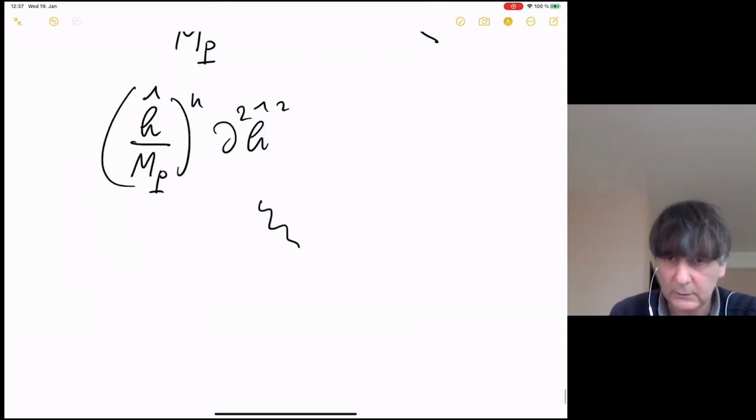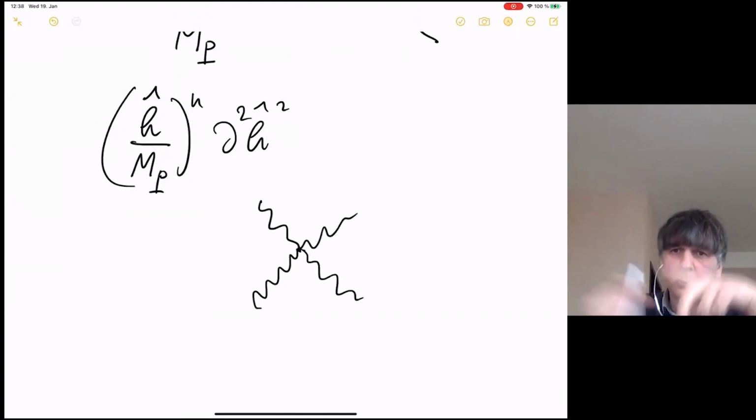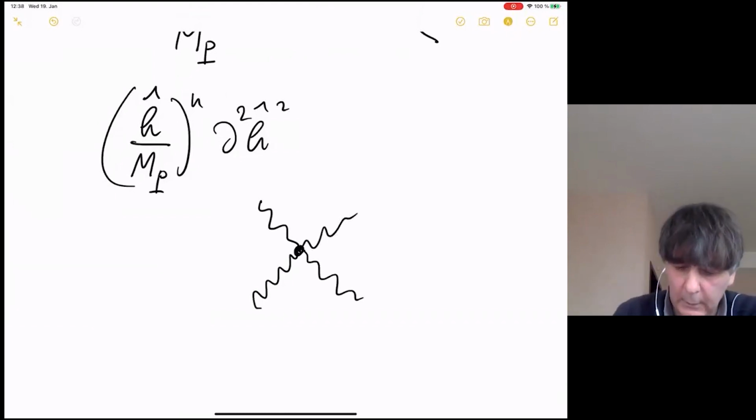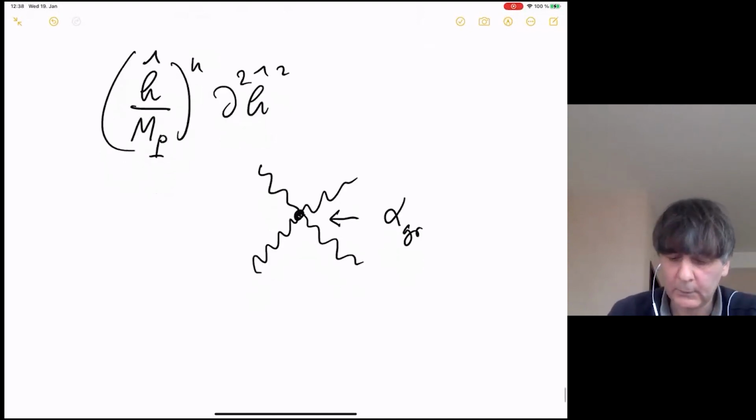So this is true not just in gravity, it's true in general. So, four graviton vertex, okay? Graviton, graviton, graviton, graviton vertex. And we can call this alpha gravity, okay? In analogy with electromagnetic coupling, for example, okay?